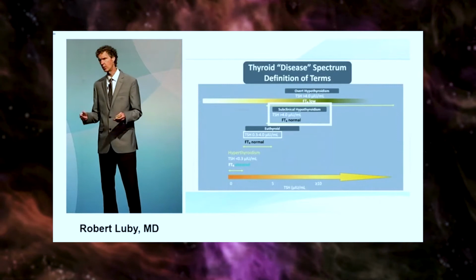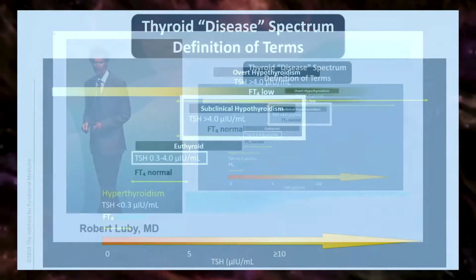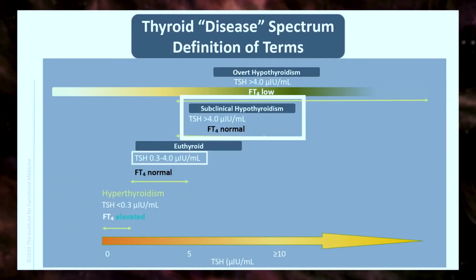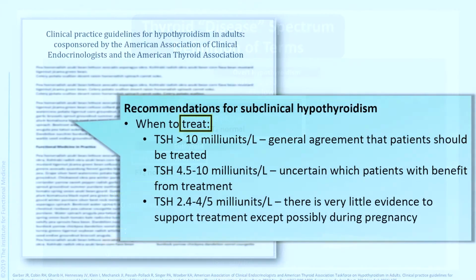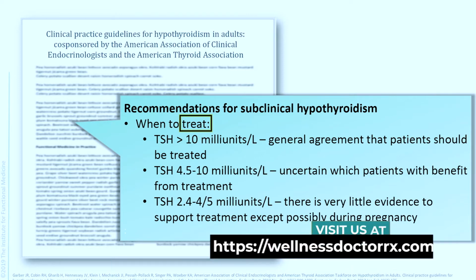So again, to reinforce, when we talk about subclinical hypothyroidism, we're talking about a TSH that is above the upper limit of the reference range and a free T4 that is within that reference range. And we will go to the guidelines again. The guidelines say treat when the TSH is above 10. Not just above the reference range, but above 10. It's got to be pretty high.